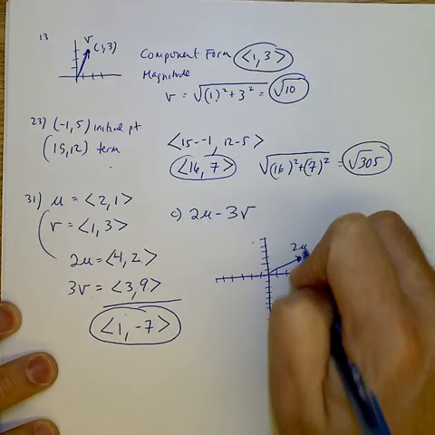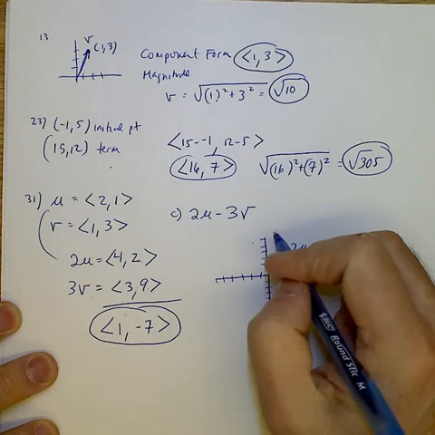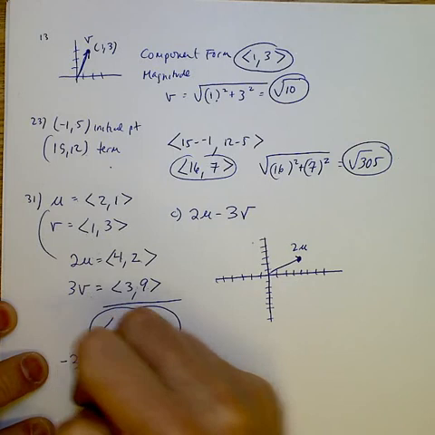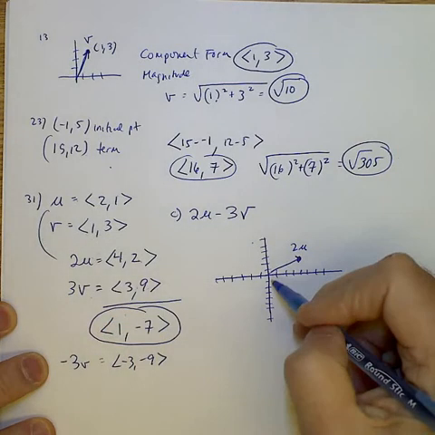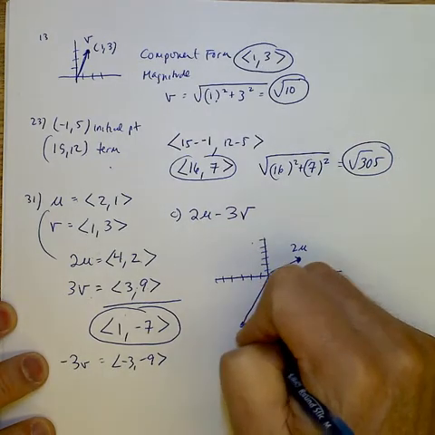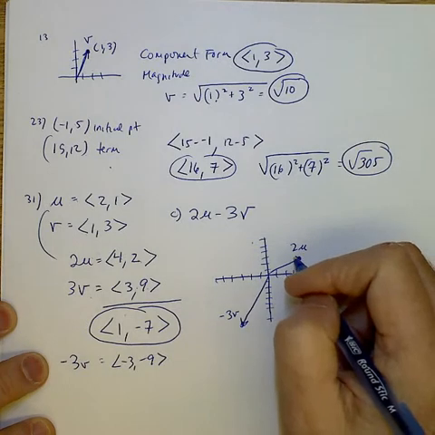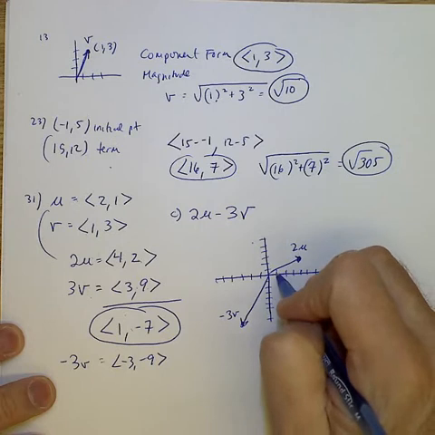And 3v is at 3, comma 9, but we're going to be subtracting, so we're going to plot negative 3v. Negative 3v is negative 3, comma negative 9, which is somewhere down here. That'll be negative 3v. And when we plot 2u minus 3v, we're going to plot at 1, negative 7.